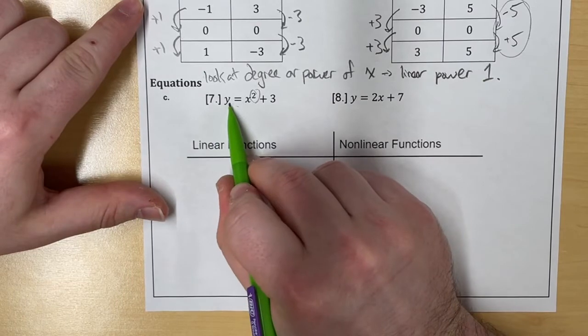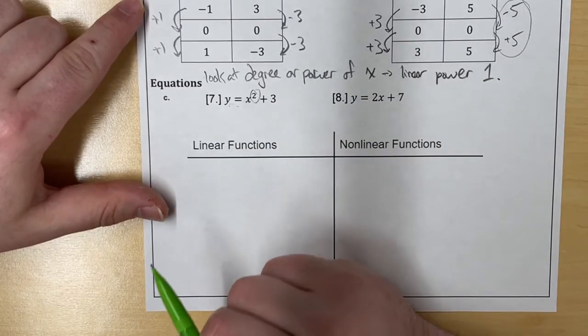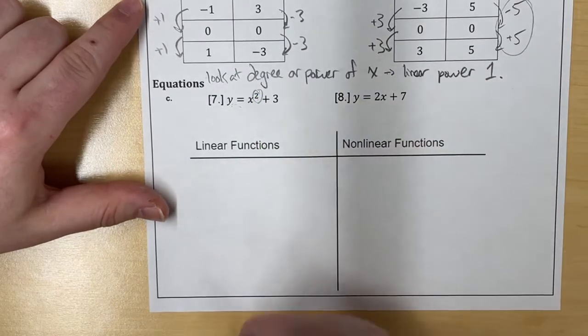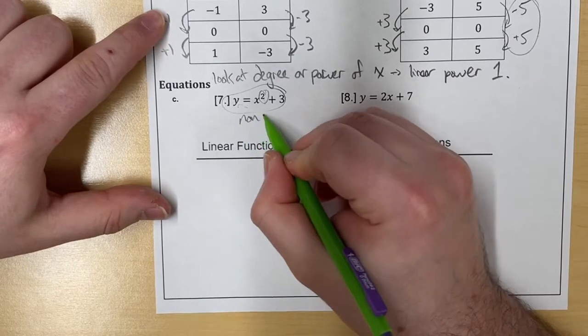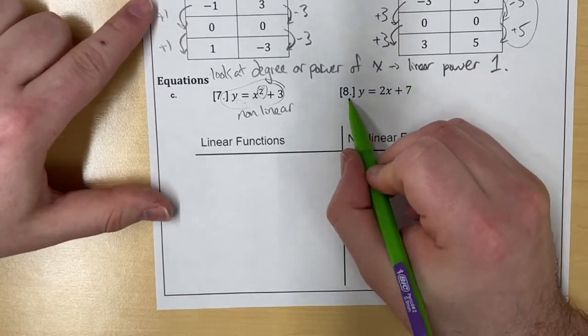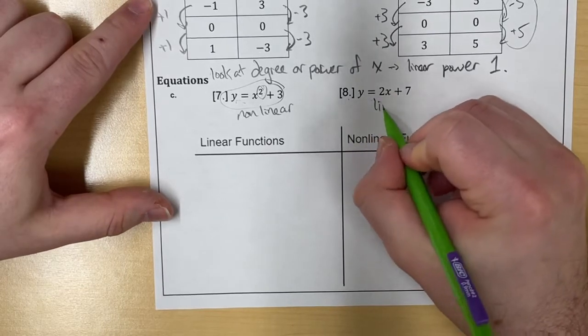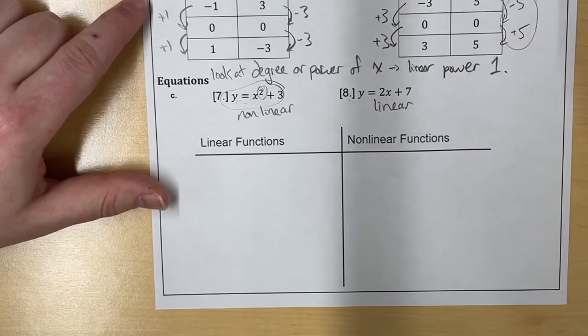So we have in equation number 7, y equals x squared plus 3. Notice how that exponent is 2. So we're going to say this is actually going to be a non-linear function. It's going to be a curved line. In equation number 8, we can say that is going to be a straight line since it is a power of 1.